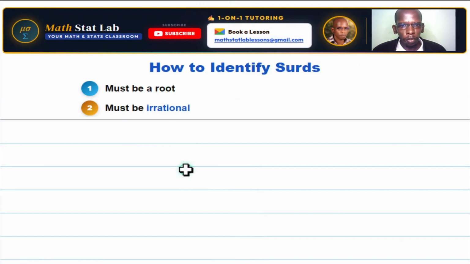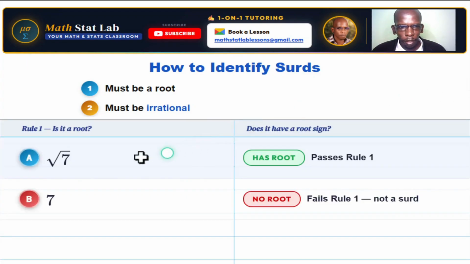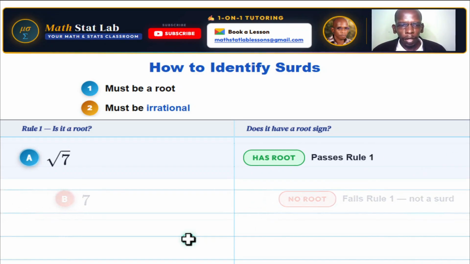The first rule to check to identify if it is a surd or not is that it must have a root. For example, if we have the root of 7, and then 7 alone: in the root of 7 there is a presence of a root, but in 7 there is no root, so it doesn't pass rule 1. The root of 7 passes rule 1. Therefore, 7 cannot be a surd because it doesn't have a root, so we just eliminate it. And now we are remaining with the root of 7, because it has passed rule 1.